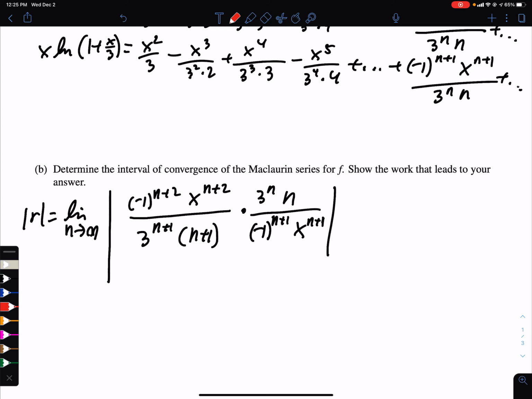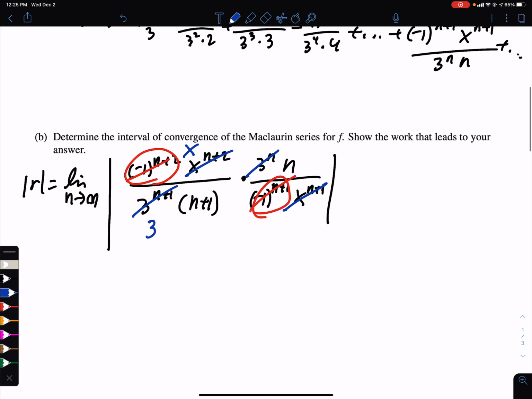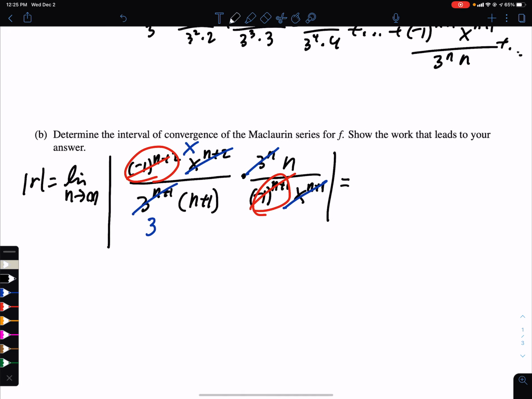Now, some nice things, you could ignore these because of the absolute value. And if you look, you have 1 extra x on top. So when you cancel those out, you're left with x. And then with the 3's, you have n of them there, you have n plus 1, so there's an extra 3 on the bottom. So when you cancel those out, you're left with the 3. So what are we left with? On top, I see just an n and an x. On the bottom, I see a 3 and an n plus 1.